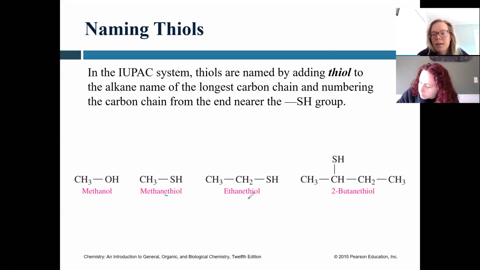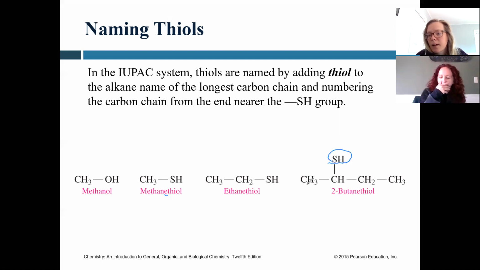Here's ethane thiol, 2 carbons with a thiol. Once we start getting more than 2 carbon chains, you've got to specify where it is, right? So in this one, we've got butane thiol, and the thiol is on the 2nd carbon. Follows very, very similar rules to an alcohol group, but it's just an SH instead of an OH.